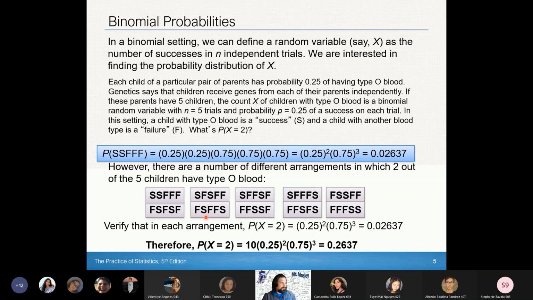So therefore, the probability of X equaling 2, or of 2 children out of the 5 having type O blood, is 10 times the probability of one of these scenarios happening, which we end up with 0.2637.